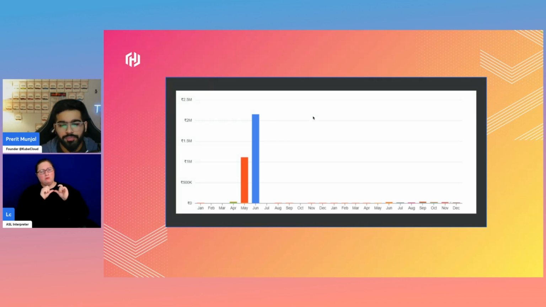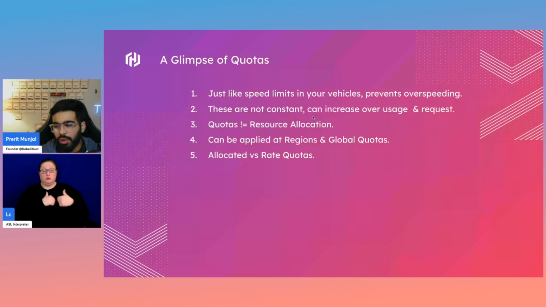So we came to know about quotas. Quotas are just like a speedometer. Just like in cars the speedometer goes up to 200, but we can only accelerate till 120. We can't go till 200 in most of the Indian cars I'm talking about. So quotas are just like those speed barriers. They prevent you from overspeeding for your own benefit. It's not that the car can't go till 200 kilometers per hour, but it's for your own good.